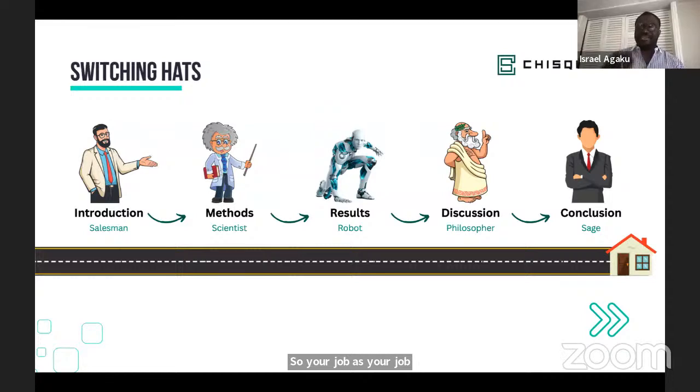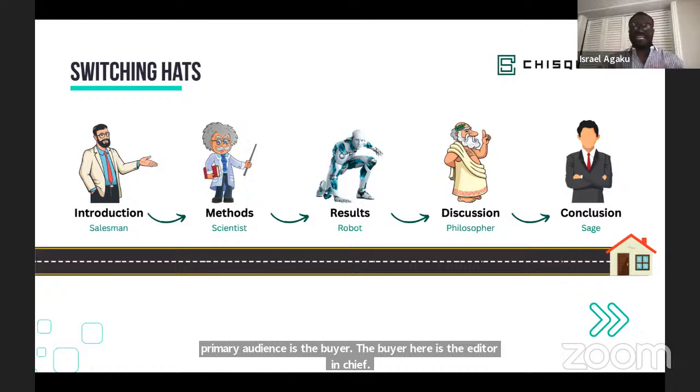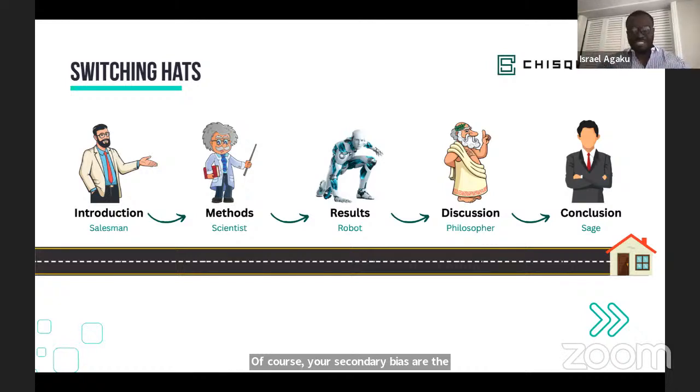You are selling your idea. You're trying to convince. Your primary audience is the buyer. The buyer here is the editor-in-chief. Of course, your secondary buyers are the audience and all the lives you want to save and the great things you want to change in this world.